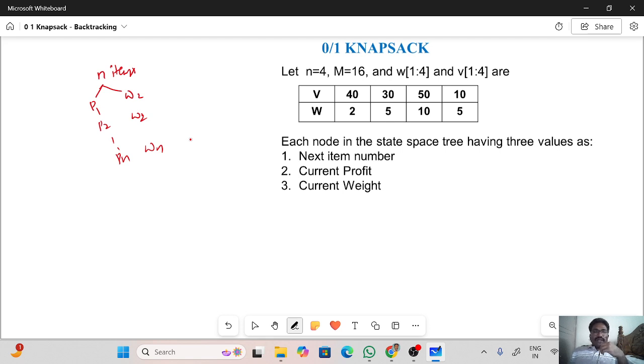Along with those items we have one knapsack. A knapsack is nothing but a bag. So when we have a bag or a knapsack, it has a certain capacity that we technically call the knapsack capacity. The knapsack capacity is generally labeled as M.